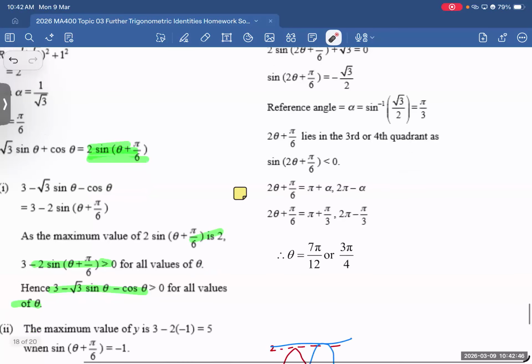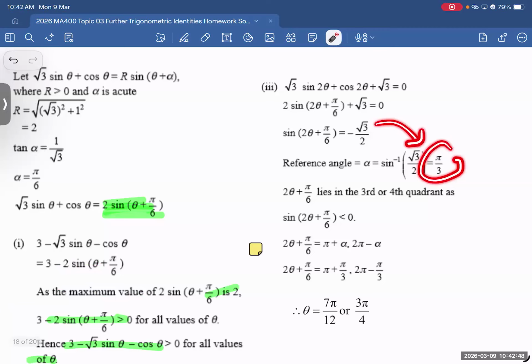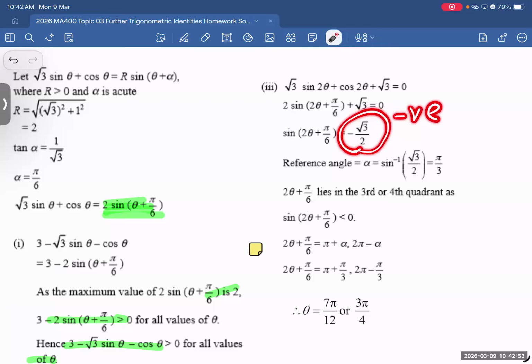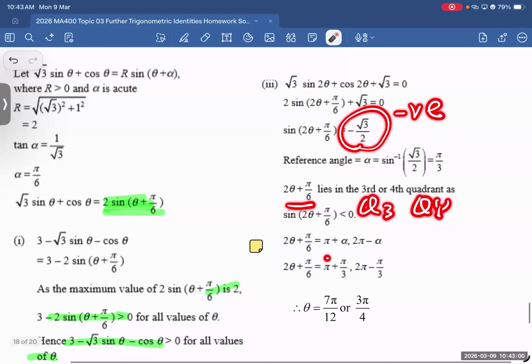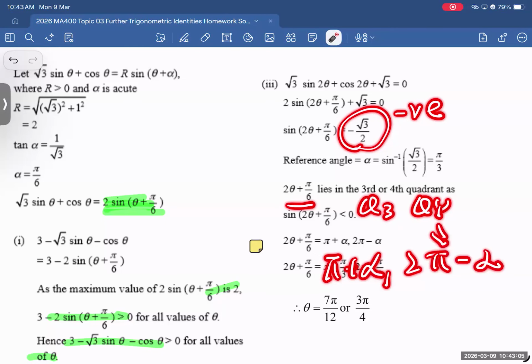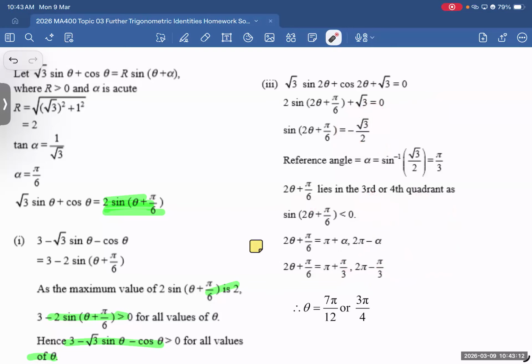Okay, so therefore, when you have pi over 3, you can see that because it is negative, it must be quadrant 3 or quadrant 4. When it's quadrant 3, quadrant 4, sign is negative, the answer must be pi plus alpha, 2 pi minus alpha. This will justify quadrant 3, quadrant 4. Then you find the answer. For sign, you always go through BQRA, basic angle, quadrant, range, answer.